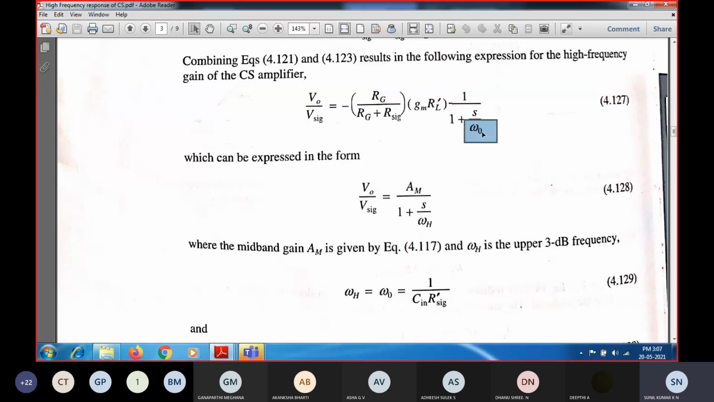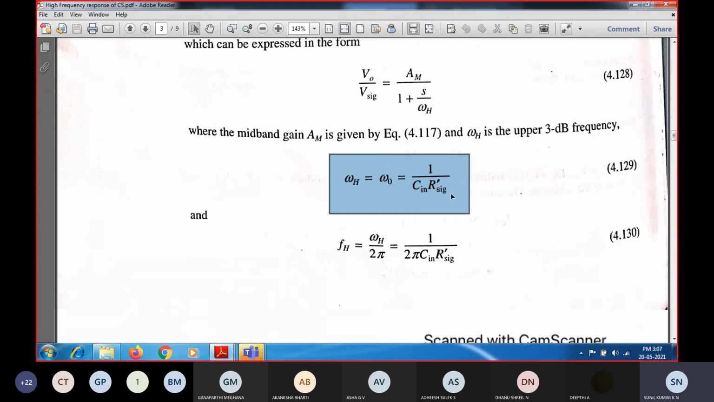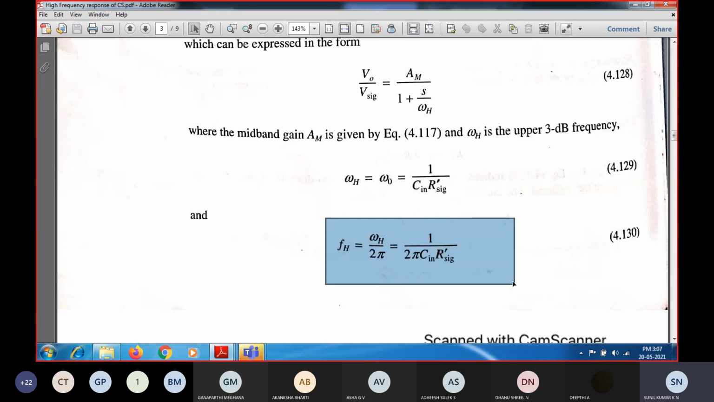I can substitute the value of omega naught, which will be equal to 1 by R into C. So R signal dash into C in I am going to substitute, so that I get the upper 3 dB frequency. Once I find the upper 3 dB frequency, I can easily find the frequency range of operation. So F H will be equal to 1 by 2 pi into R into C. So this is how we find the response for the upper 3 dB frequency, or higher frequency, of the common source amplifier.